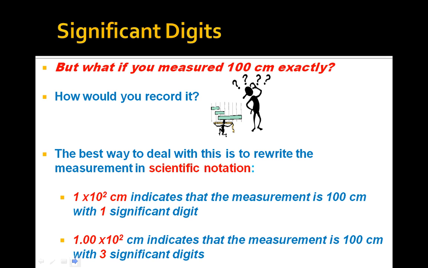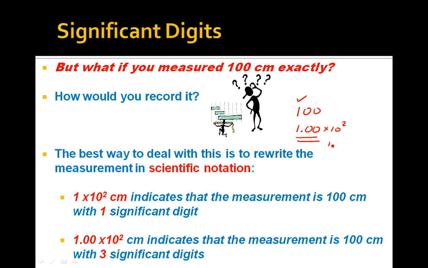Now, there's an awkward time sometimes when we're recording measurements. Let's say I've got 100 centimeters, but I measured it really accurately. It's exactly 100 centimeters. Well, just by looking at it, the 100 centimeters only has one significant digit, and it doesn't look very accurate. So to show that it has more significant digits, you write it as scientific notation. So I could write it as 1.00 times 10 to the 2. This would tell me this is a really great measurement. It's accurate to 3 significant digits.